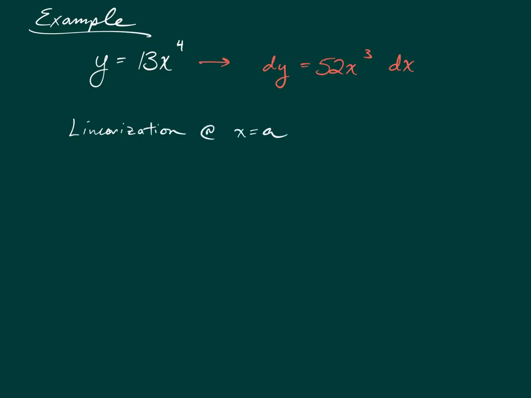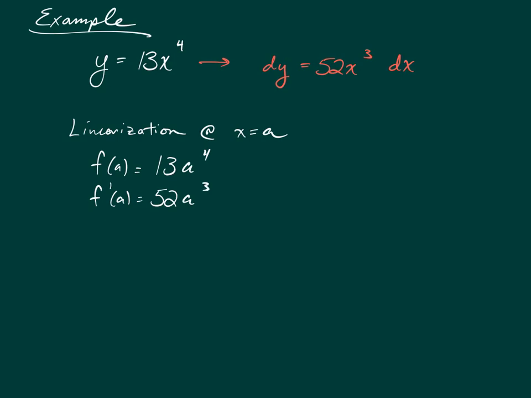at x equals a. So in order to do that, we need to know what the y value is when a is substituted in for x. So let's see, the y value when a is substituted in for x would be, I'm going to call it f of a, just so I can remember, 13a to the fourth. And we need to know what the derivative is with a substituted in for x, and that's over here. So I'm going to call that f prime of a, again, just so I can keep this straight in the example here. This is 52a cubed.